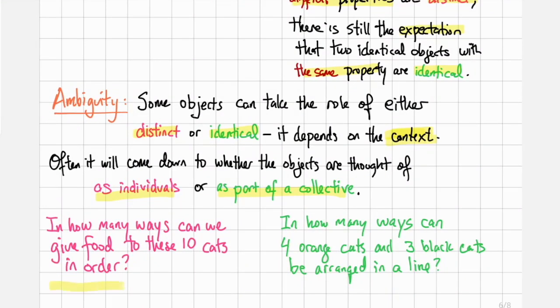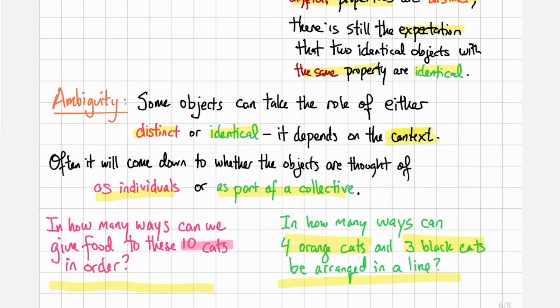In this first question, in how many ways can we give food to these 10 cats in order, we're thinking of each cat as being an individual. And so giving food to cat 1 and then to cat 2 is different from giving food to cat 2 and then cat 1. On the other hand, in this question, in how many ways can 4 orange cats and 3 black cats be arranged in a line, we're thinking of the orange cats as being indistinguishable from each other and the 3 black cats as being indistinguishable from each other.